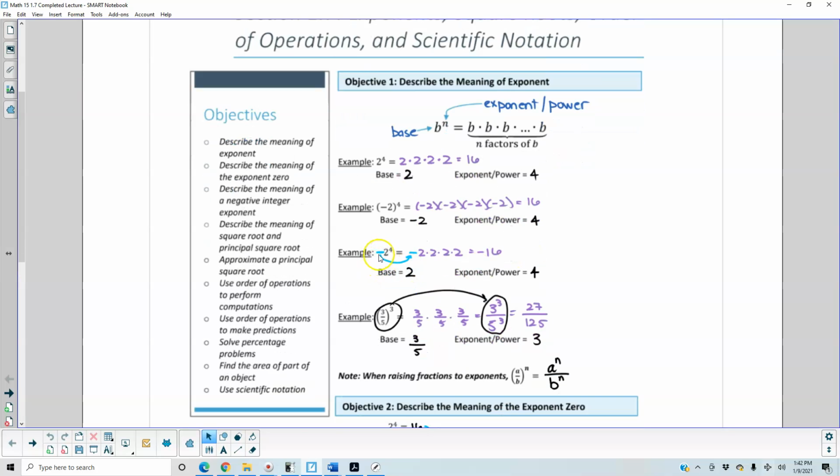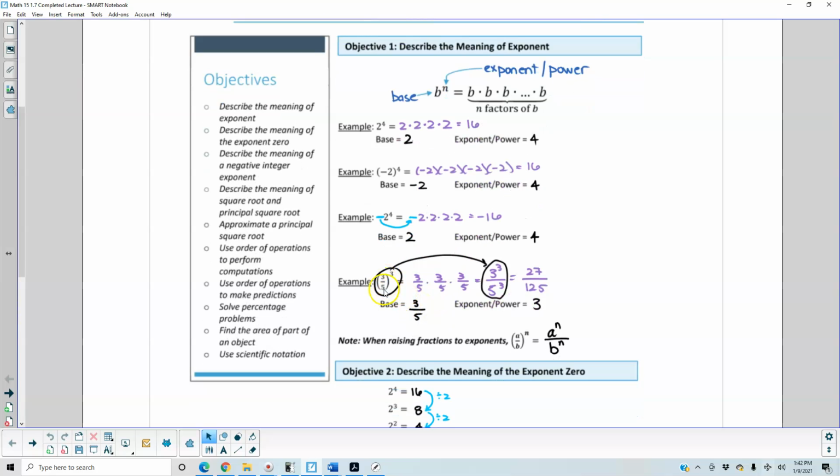For this example, we have negative 2 to the 4th power. Now, the negative sign is on the outside. Since there's no parentheses, we have to treat it separately. So the base is 2, not negative 2, because it's not in parentheses. The exponent is 4. So we would say 2 times 2 times 2 times 2 is going to give us 16, and then we attach the negative sign to make it negative 16.